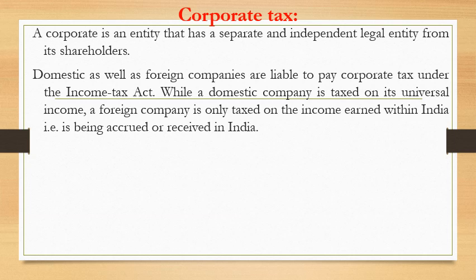A domestic company is taxed on its universal income, while a foreign company is taxed on the income earned within India. Whatever income they earn due to their business within India, on that the tax will be levied. Then what is the difference between a domestic company and a foreign company? A domestic company, for example, say Infosys. Infosys is registered in India, so it is under the Companies Act of the Indian government, and it's a part of the Indian system.